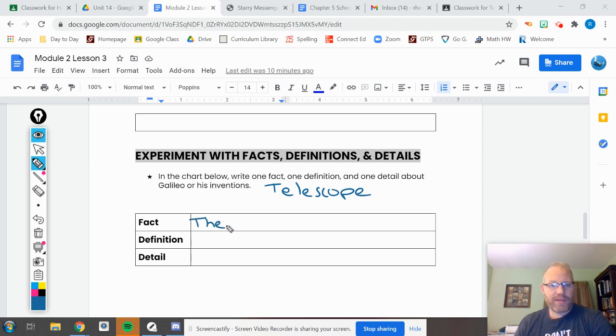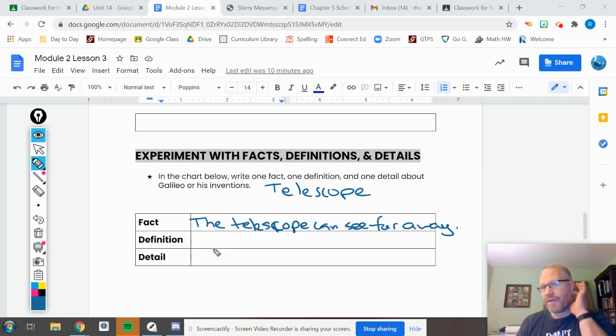Hopefully you're thinking something like the telescope can see far away. What's a definition of the telescope? What does telescope even mean? We read this yesterday. It means far looker.